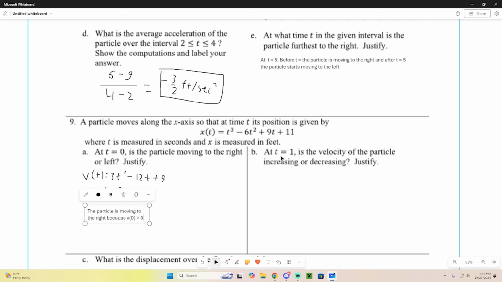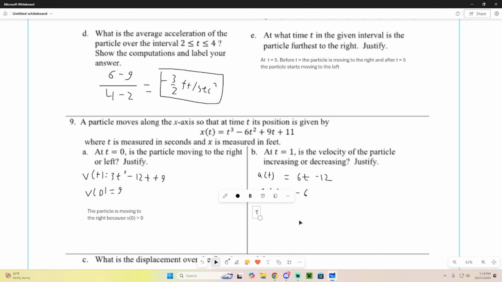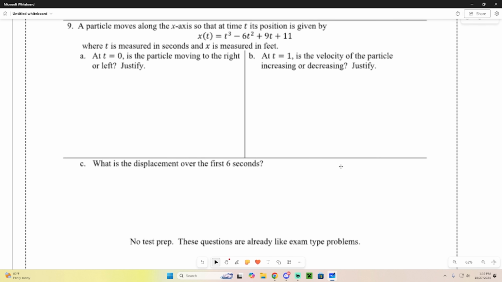Alright? At t equals 1 is the velocity increasing or decreasing? So now we need to take the second derivative, which is acceleration, and see if that's positive or negative. So a of t is just going to be the derivative of this, which is 6t minus 12, and then for a of 1, we just plug in 1, 6 minus 12 is negative 6, and negative 6 is negative, so the particle's velocity is decreasing because the acceleration is negative.